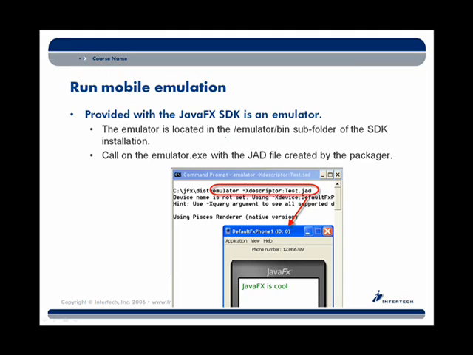So to run our JavaFX application via a mobile emulator, simply use the emulator tool that's also provided with the JavaFX SDK. In the /emulator/bin subfolder of the SDK, you'll find an emulator.exe. We simply pass in the JAD file created to that emulator, and we see our cool running application running via that emulator.